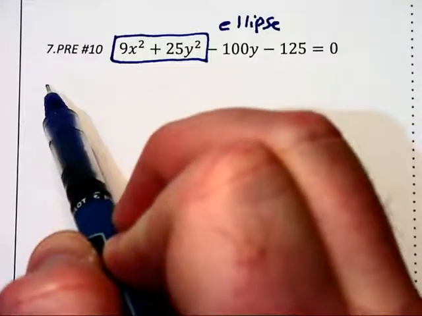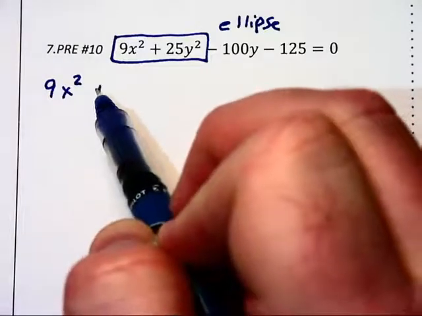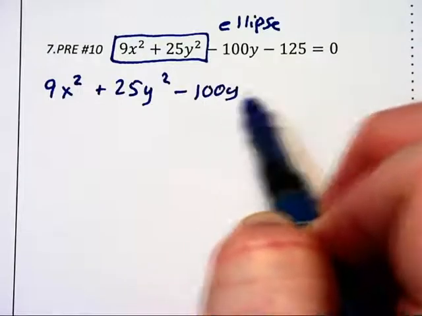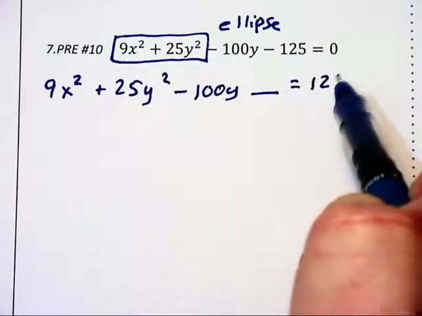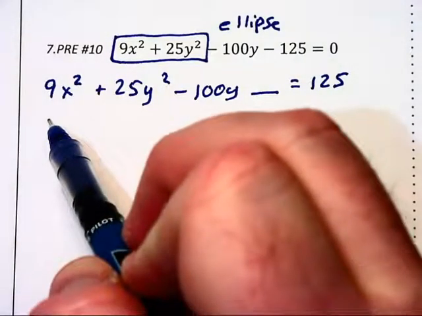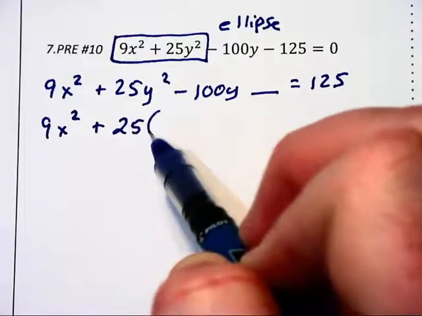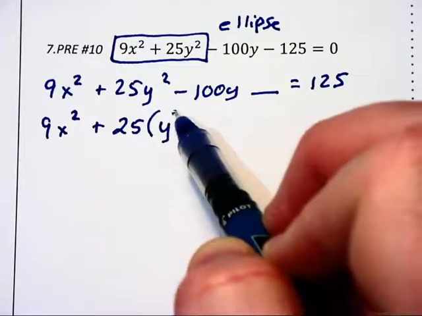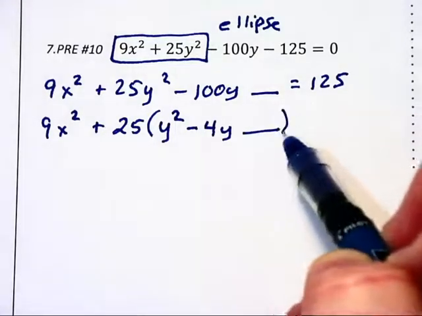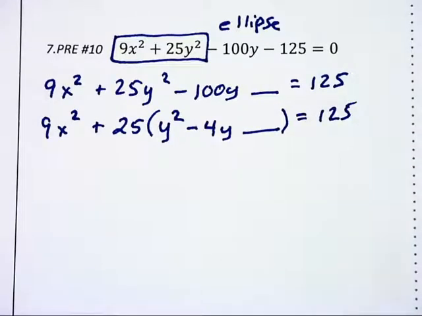Grouping the x's together, we just have 9x squared, there's nothing else to go with it, plus 25y squared minus 100y, leave a blank, equals 125. We're only going to complete the square in y for this problem, so I will bring down the 9x squared and factor the 25 out of the y grouping, which will give us a y squared minus 4y inside of the parentheses. And then we will begin the cut in half and square process.